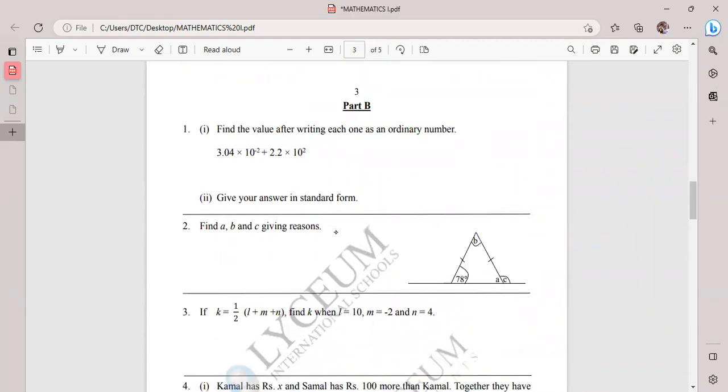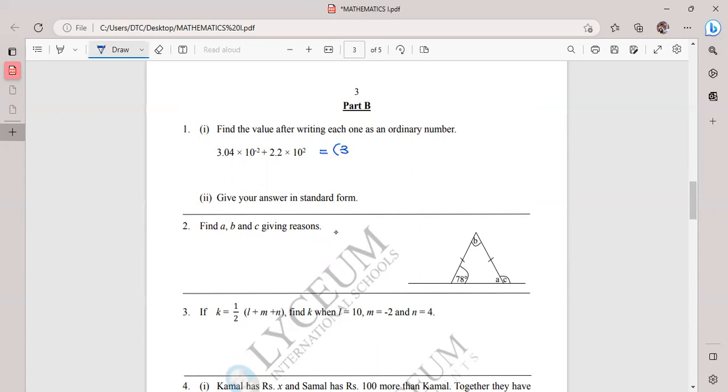Here you want to find the value after writing each one as an ordinary number. First of all, you want to understand what is the format they have given. The numbers they have given are both in standard form, right? So you want to have an idea how to convert an ordinary number into standard form or how to convert a standard form number into an ordinary number. I will write it clearly, though you don't have to write it like this in the exam, but if you can manage the space, that is better.